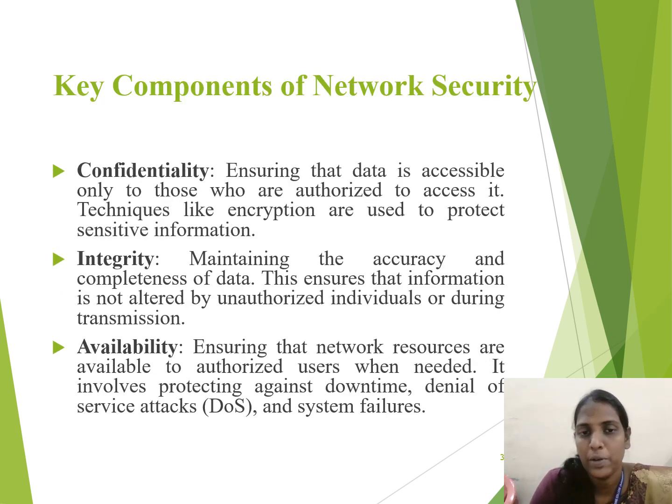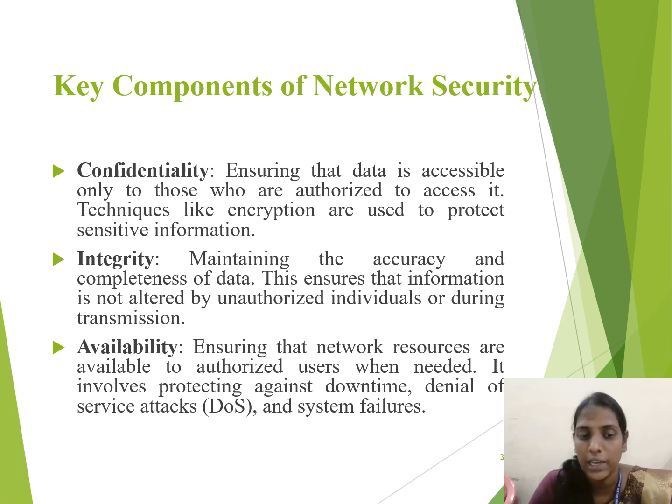Next we will see the key components of network security: confidentiality, integrity, and availability. These three are the major key components. The first one is confidentiality. Confidentiality means the sender will send a message to the receiver. It has to be received by the receiver, not by any third person. No third person should communicate with the sender and the receiver. To ensure that, we use a technique called encryption to protect the information.